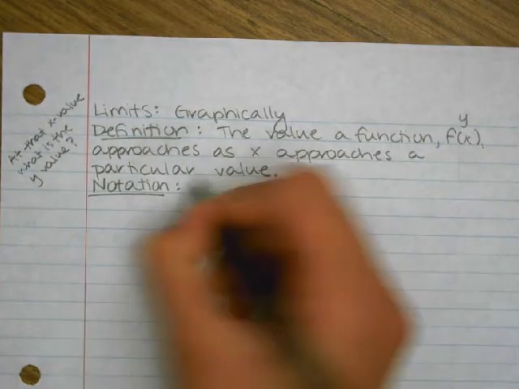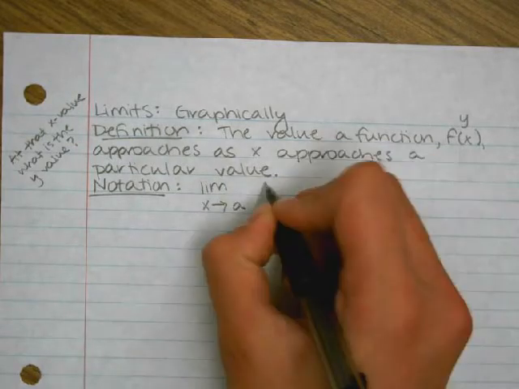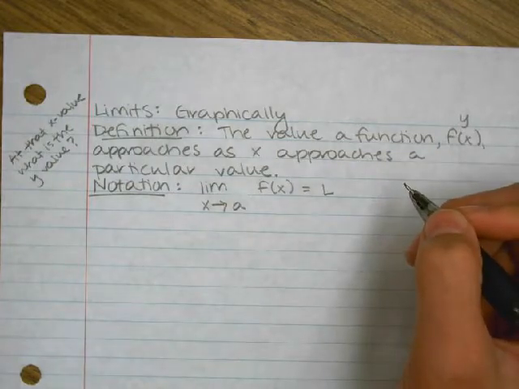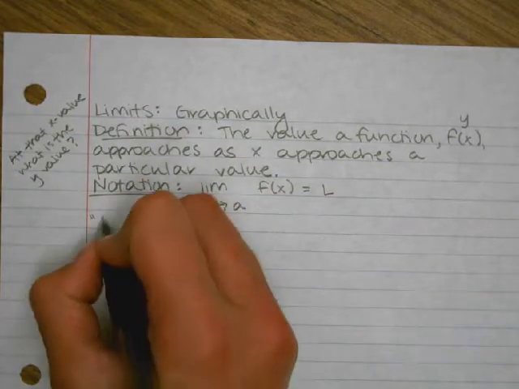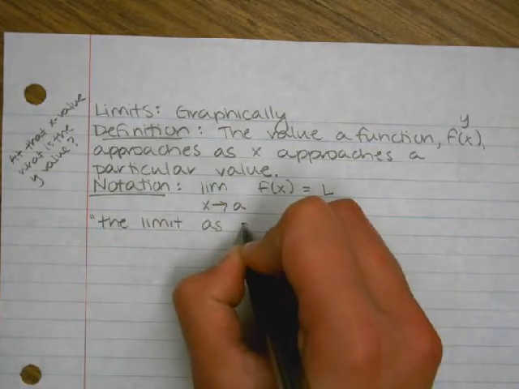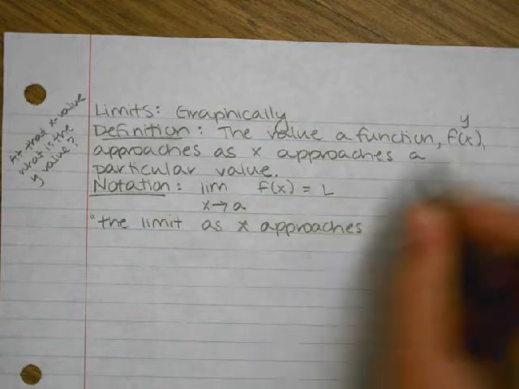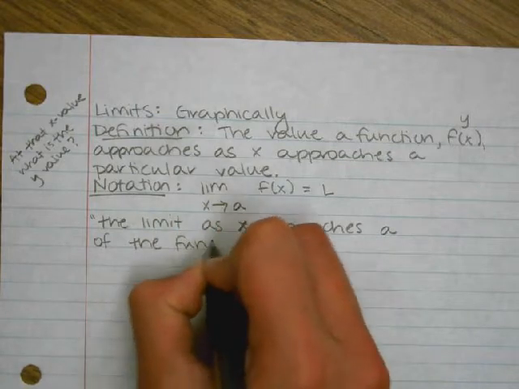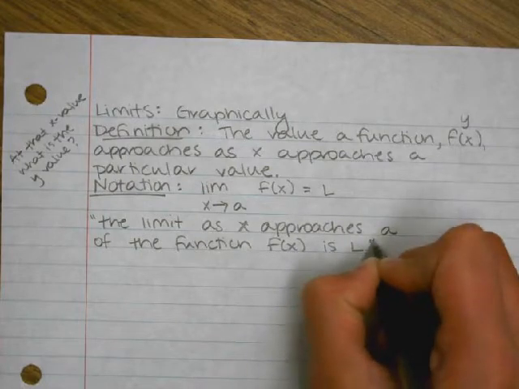And so the shorthand notation is: the limit as x approaches a of the function is L. And the way that you read that out loud is you say the limit as x approaches a of the function f of x is L.